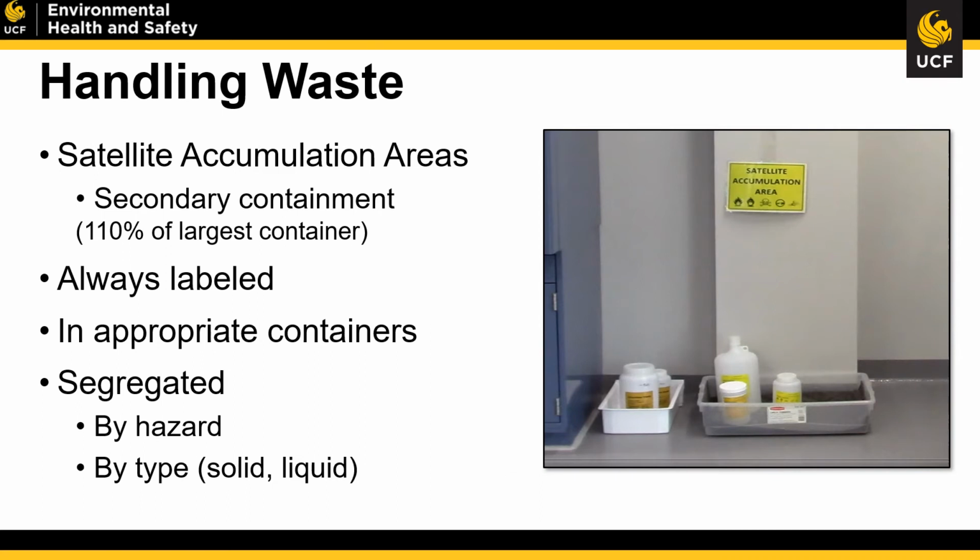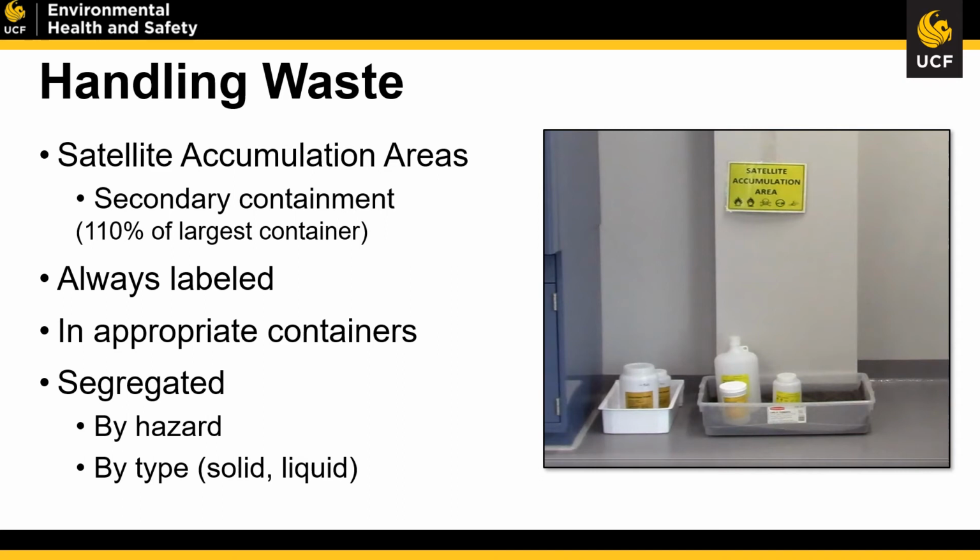Satellite accumulation areas, or SAAs, are areas in which all of your hazardous waste will be stored and properly contained. Hazardous waste must be labeled, it must be segregated, and it must be stored in the appropriate container. Secondary containment must be maintained, and that must be 110% of the largest volume within the hazardous waste area. So if we have a 1 liter jug, and that is the largest jug within the satellite area, then our secondary containment needs to hold 1.1 liters worth of volume.